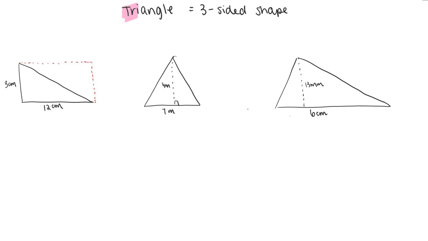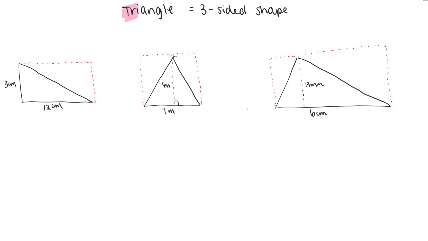Same here, I've got a height on this one of 4 metres, and across the bottom, that base is 7 metres. So if I draw a shape around here and connect up all these corners, you should be able to see that that triangle is once again taking up half of that rectangle, okay? And then same here, if I were to draw some lines that would connect all my corners, this triangle is once again taking up half of this rectangle, okay?